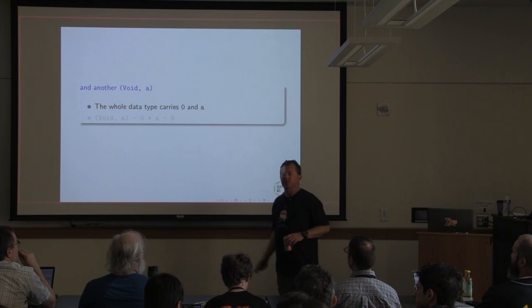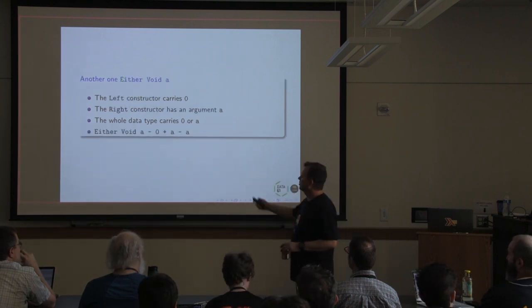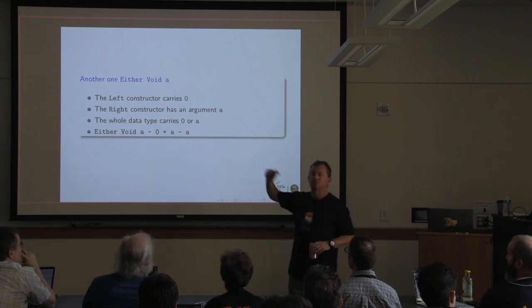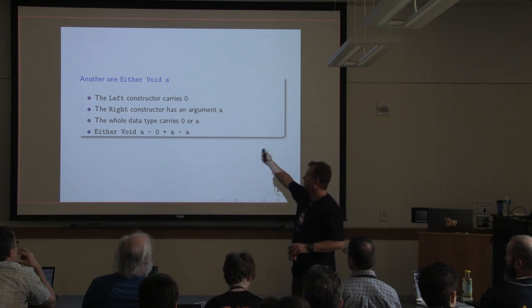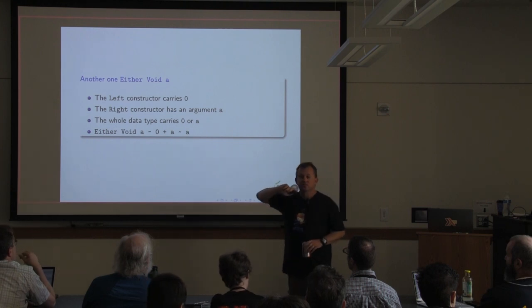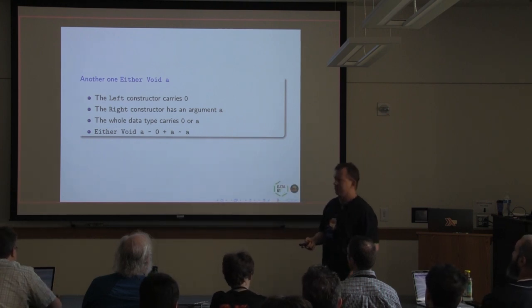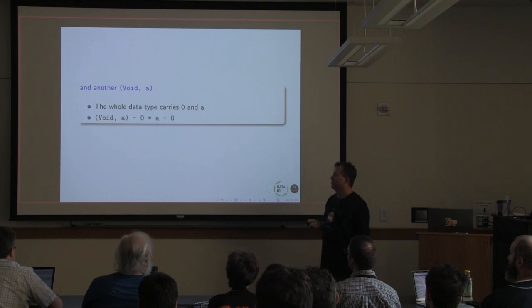You and I are working on a team together. We're writing some Haskell. We're about to solve the world's problems, and I see you write this type. I immediately do a calculation, and I say, you've just written A. That's a trivial example, but I can calculate it very simply. You've just done 0 plus A. And from this, I can make inferences. Because I know that 0 plus A is A, and I can just talk about it as if it's A.